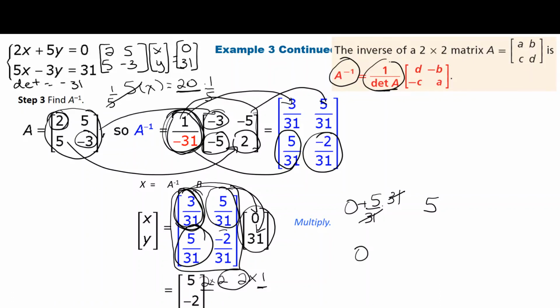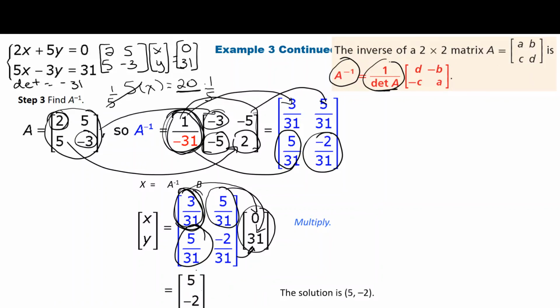And then 2 over negative 31 times this, I know that's getting kind of sloppy, is going to be 2 over negative 2 over 31 times 31. And the numbers cross out, so our other point is a negative 2. And so we can see that our solution is going to be x is going to be 5, and y is going to be negative 2. All right? So here's our solution. The solution is 5, negative 2.